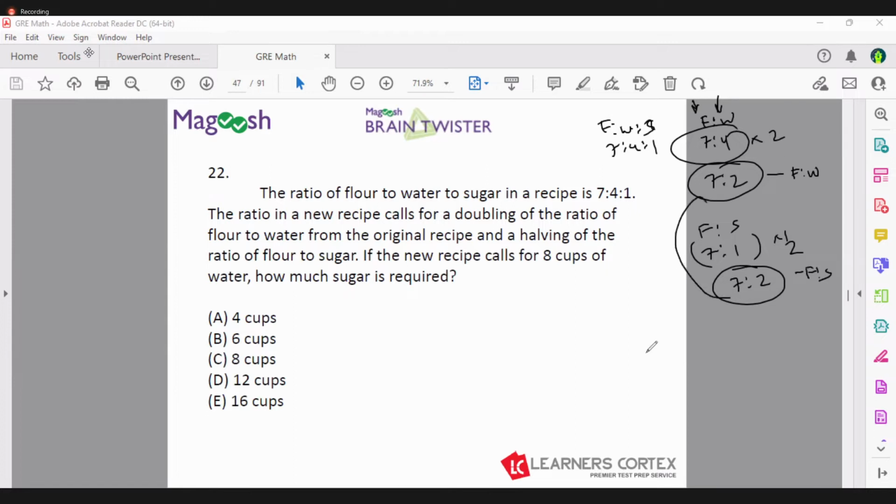Combining these two will give us 7:2:2, flour is to water is to sugar. This would be the new ratio. Now, if let's say you are taking 2 cups of water, you will need 2 cups of sugar and 7 cups of flour. This is the combined ratio. So if it is 8 cups of water, there will be 8 cups of sugar.